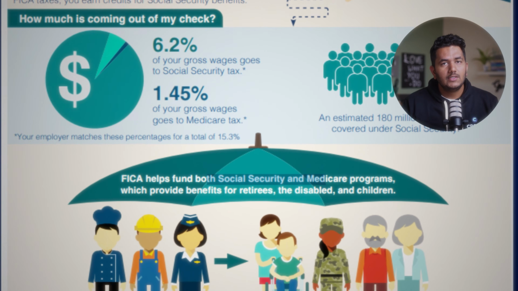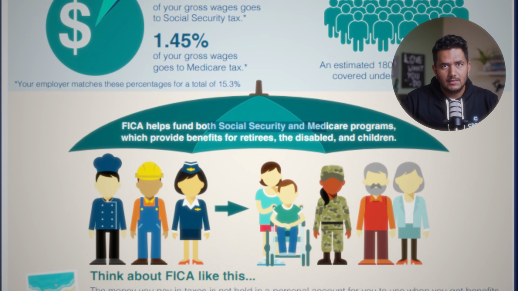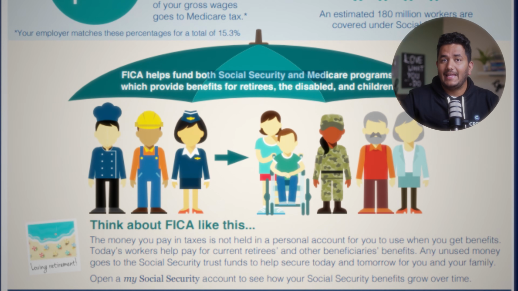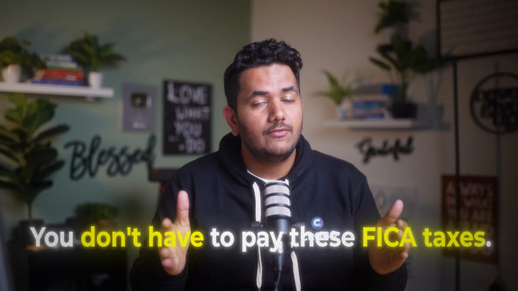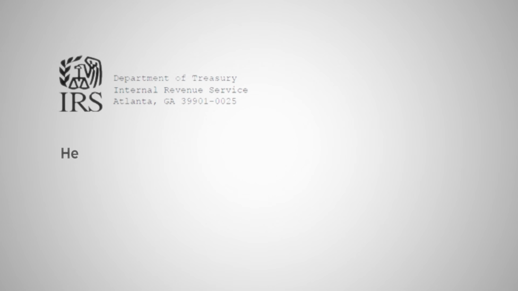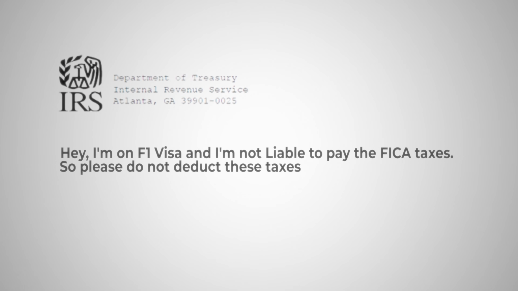These are usually for citizens or residents, basically residents for tax purposes. So for the first 5 years in the United States, if you are on an F1 visa, you technically don't have to pay these FICA taxes. So if they are getting deducted from your salary, then you want to let your HR team know that, hey, I'm on F1 student, and I will put the link of the IRS document that you can send to your HR team, that I am on F1 visa and I'm not liable to pay the FICA taxes. So please do not deduct these taxes.